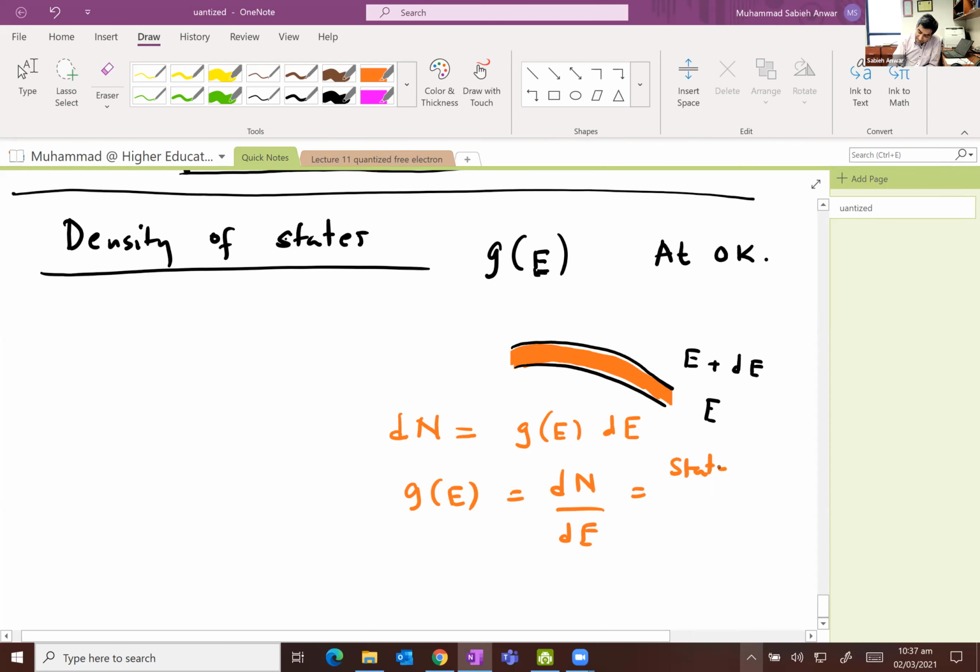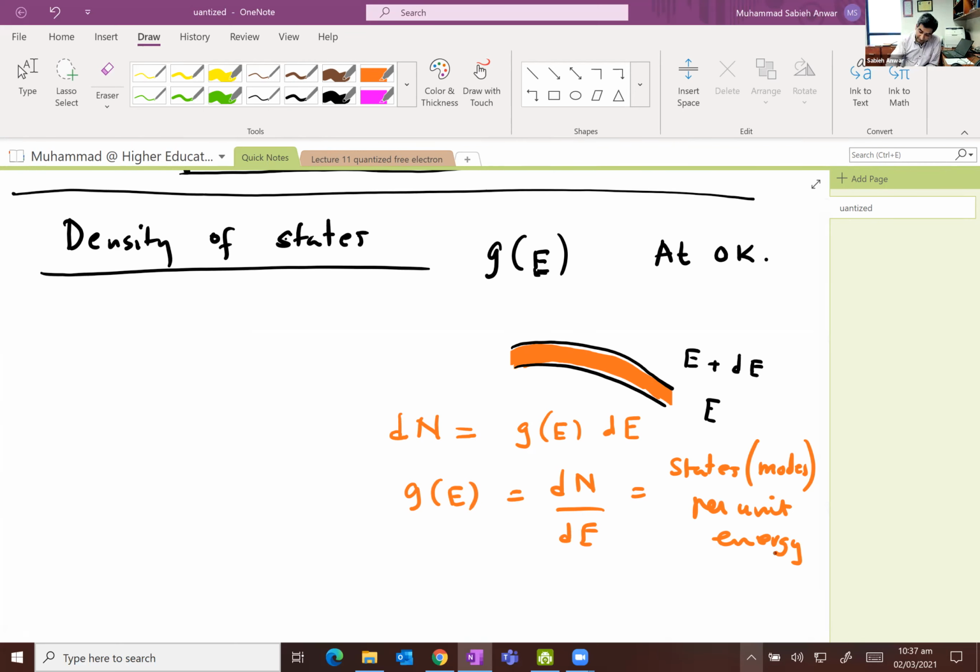States are sometimes also called modes, a term popular when we talk about quantum field theory in solids, modes per unit energy or states per unit energy. This is the concept of the density of states.